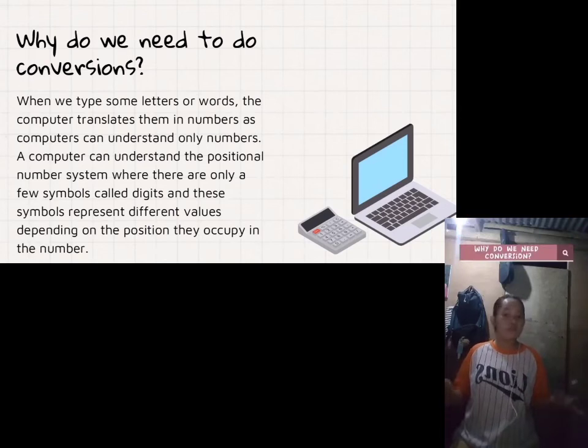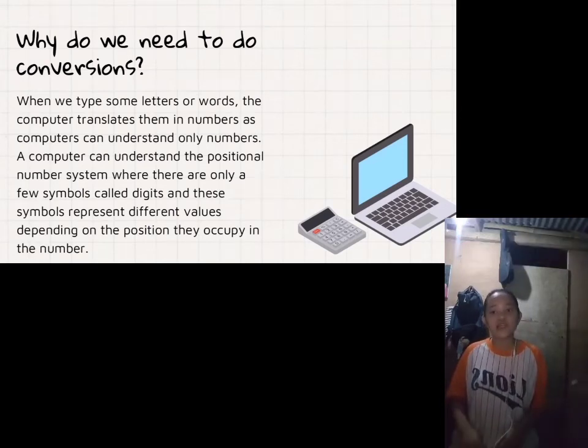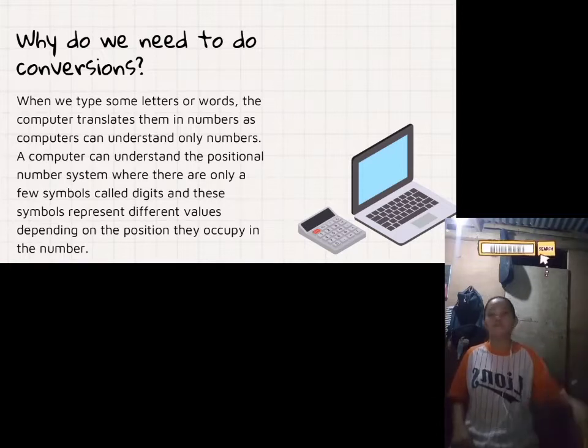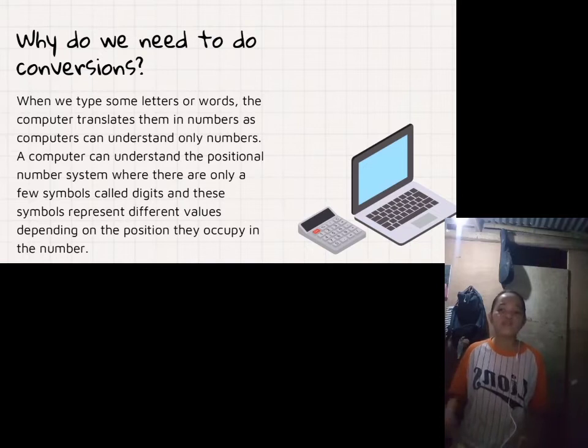Why do we need to do conversions? When we type some letters or words, the computer translates them into numbers, as computers can only understand numbers. A computer can understand the positional number system where there are only a few symbols called digits, and these symbols represent different values depending on the position they occupy in the number.